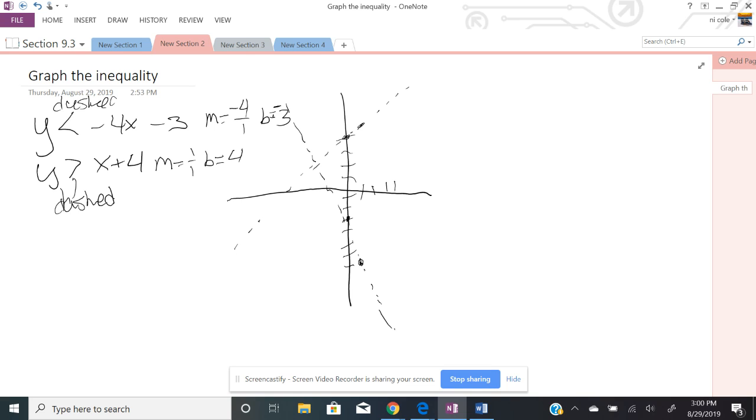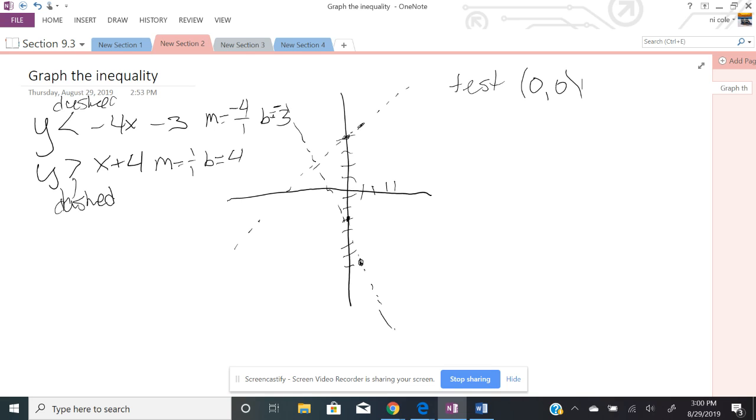But again, I need to test a point on each one to see which way to shade. So I'm going to test on this first one, 0, 0. Can I test 0, 0? The answer is yes. My first line does not go through the point 0, 0.